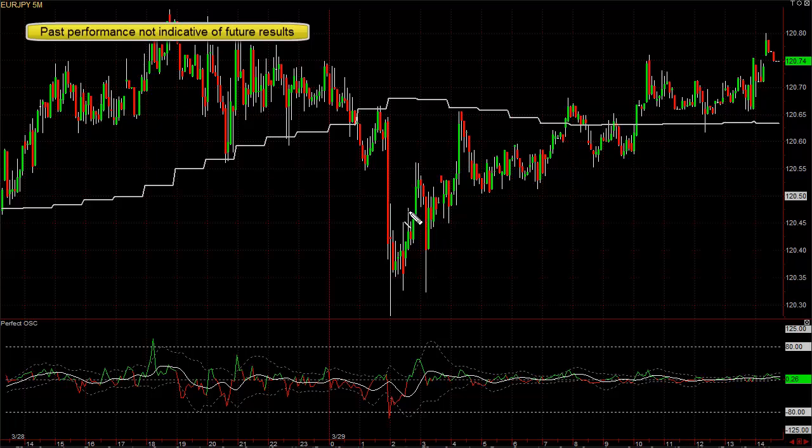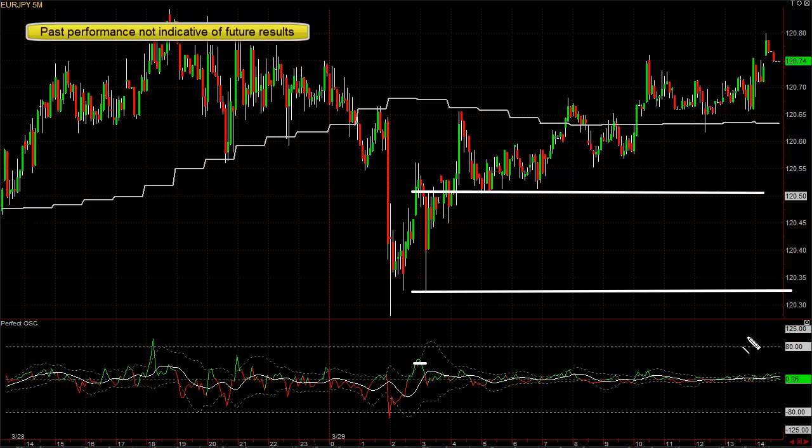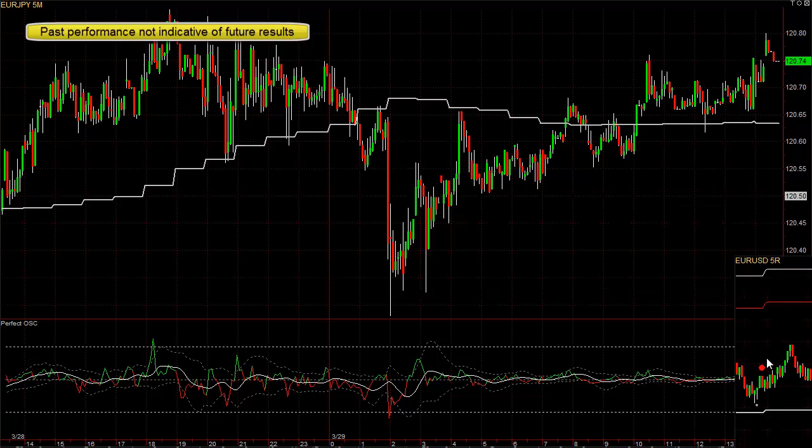Notice a little pullback right here. A lot of times when the perfect oscillator goes through the Bollinger Band and then comes back out the other way, it's usually a pretty safe place to get short, somewhere around 120.52, and you can see it pulled back to 33. So it pulled back 20 pips. So where you get out in that range, it's debatable. Let's bring up a range chart, and this will give you a clearer perspective of where to get out.